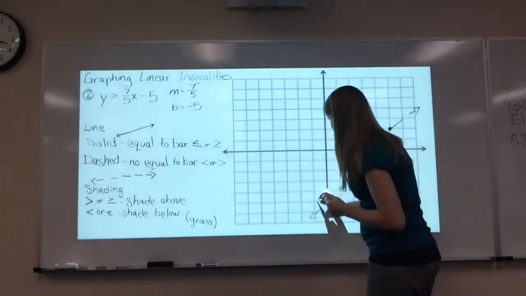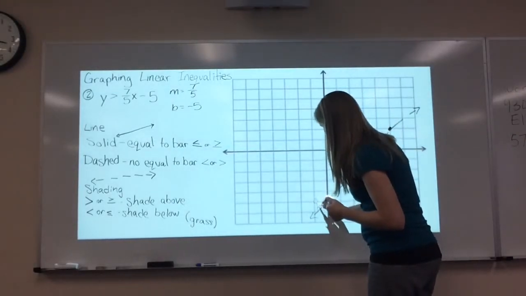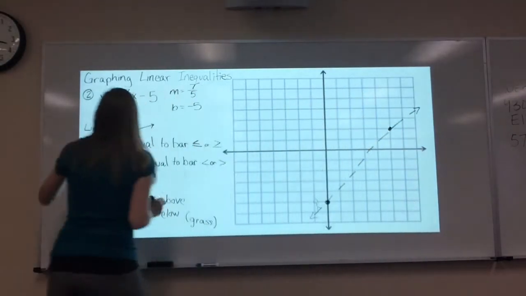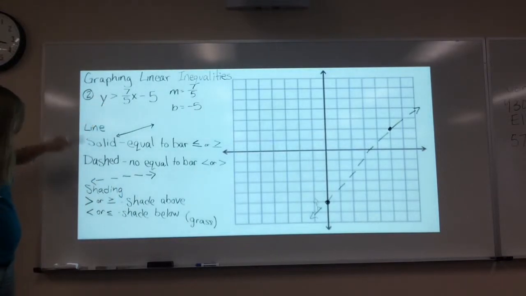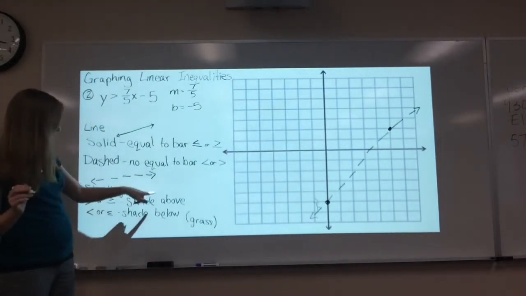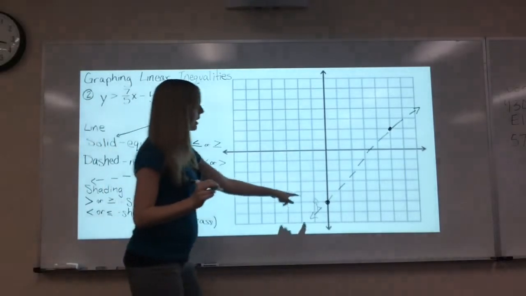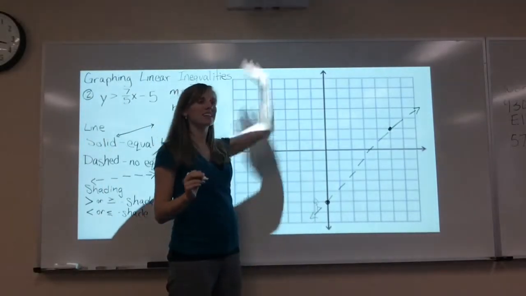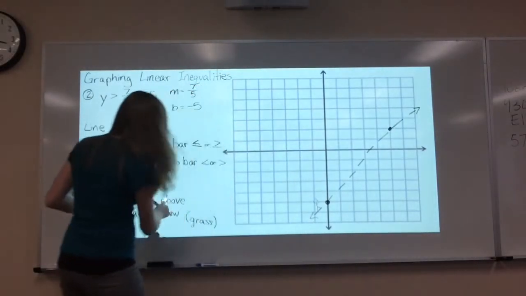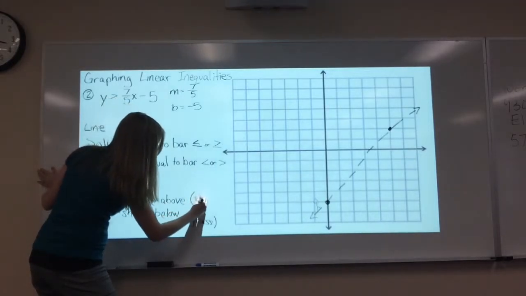So I'm going to draw my person again. There's my person. Okay? This is a greater than symbol. Greater than says to shade above. Now above our person would be like the sky. The sky is above our heads. So when I think of above, I think of the sky.